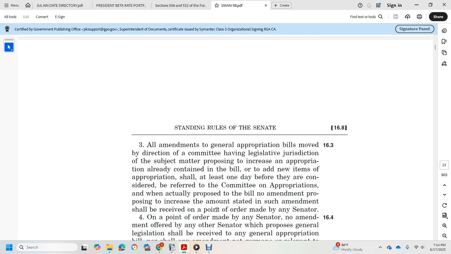All amendments to the General Appropriations Bill moved by the direction of the committee having legislative jurisdiction of the subject matter proposing to increase the appropriation already contained in the bill, or to add new items of appropriation, shall at least 1 day before being considered be referred to the Committee on Appropriations. When actually proposed to the bill, no amendment proposing to increase the amount stated in such amendment shall be received on a point of order made by any senator.